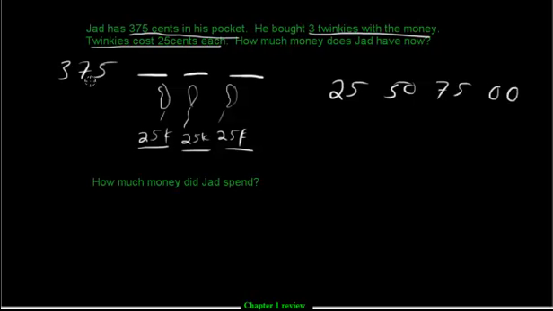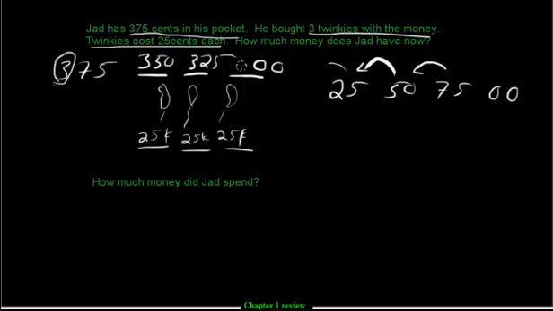So we're going backwards here. So what's before 75? 50. And then 25. And then, well, we've got to start here again, 0. So from a 3, we're going to have 375, 350, 325, 300. So that's how much money Jad has remaining.